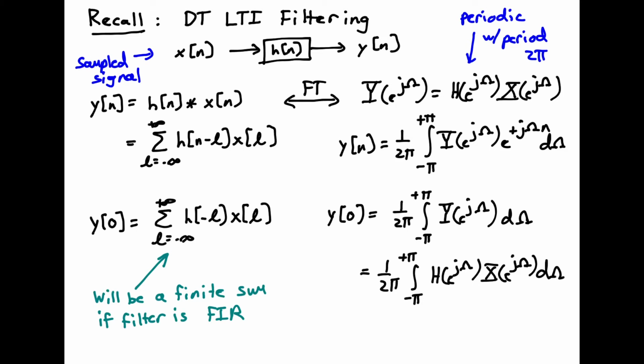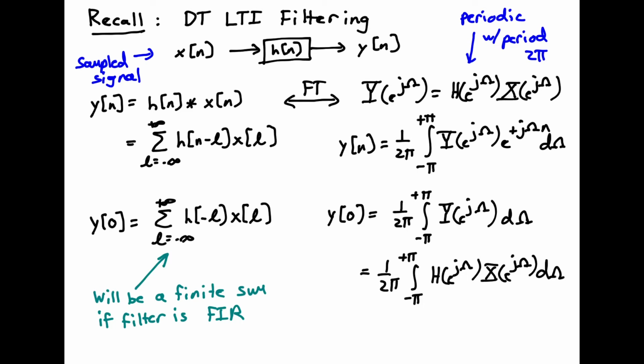So let's start by reminding ourselves of a few key things about discrete time LTI filtering. We're starting with a sampled signal x of n. We process it with our LTI filter, we get an output y of n. The input and output are related through discrete time convolution, right? So y of n is h of n convolved with x of n, and I've simply written the convolution sum here, where I've assumed I'm flipping h and doing the standard discrete convolution calculation.